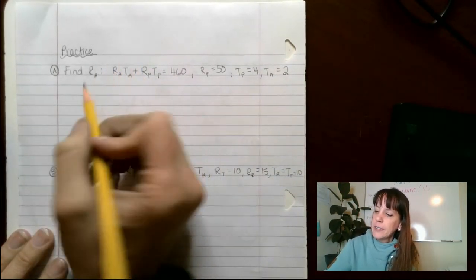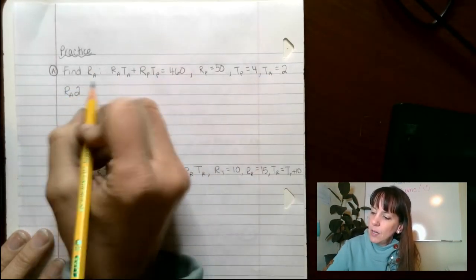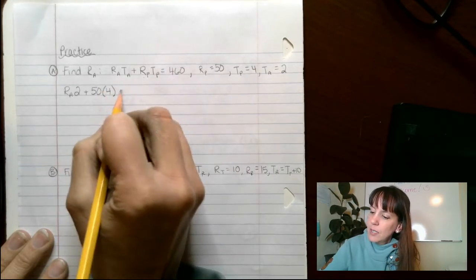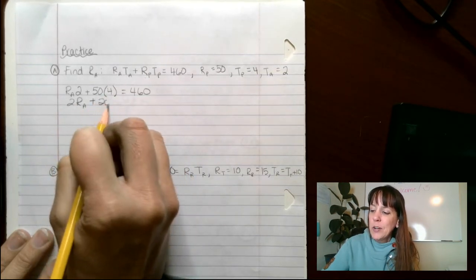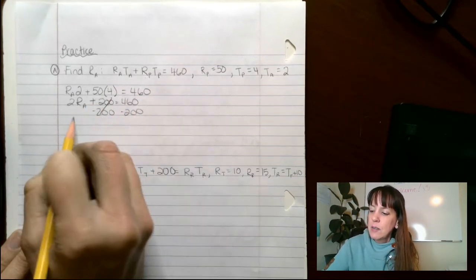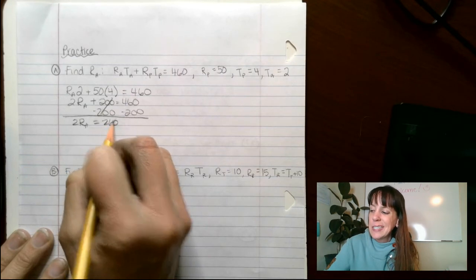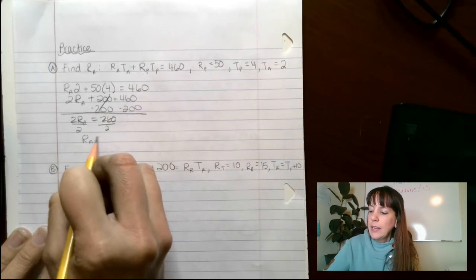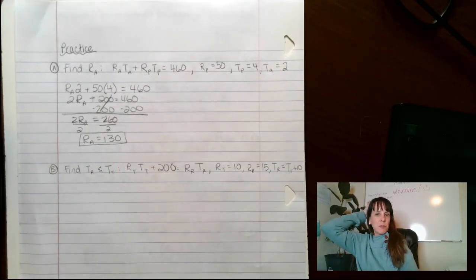All right, we're solving for RA. So we've got RA times TA, which is 2, plus RP, which is 50, times TP, which is 4, equals 460. So we've got 2RA plus 200 equals 460. Minus 200 from both sides, cancels out, draw our line. We get 2RA equals 260. Divide this by 2, divide this by 2. RA equals 130. Hopefully I'm right on that because it's late, and if I'm wrong, I'm sorry in advance.